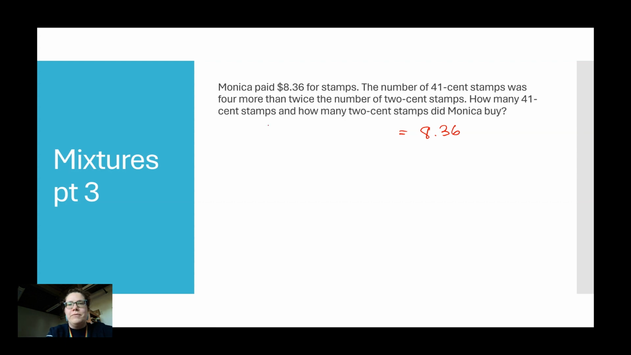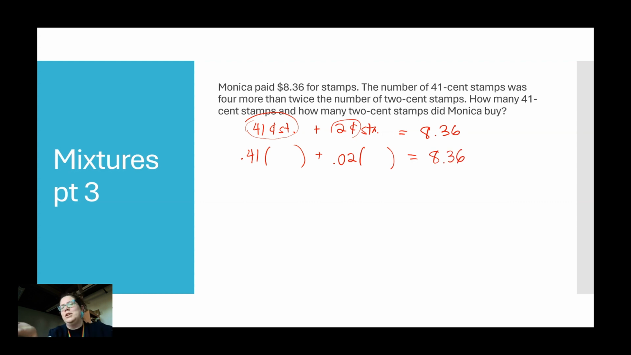So I have 41-cent stamps plus 2-cent stamps. And then altogether, that was $8.36. So I'm going to change this, 41-cent stamps. I'm going to use the value of those stamps, which is 0.41 times some number that I bought. And the value of those 2-cent stamps, 0.02 times whatever number we bought. And that makes $8.36. Side note, I could be using dollars the whole way, just like I did in the last problem. You don't have to, but if that helps for you.